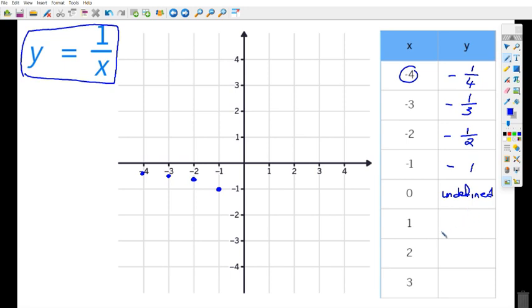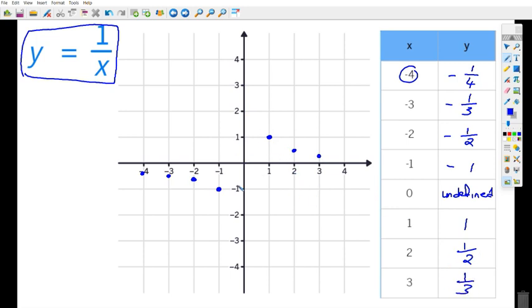Now if I go to 1 and substitute 1 in there, you're going to get 1, so there we go. If I substitute 2 in, we're going to get a half, so let's put in a half there. If I put 3 in there, I'm going to get a third, so I go to 3 and a third, over there. I'm starting to form some kind of shape here.